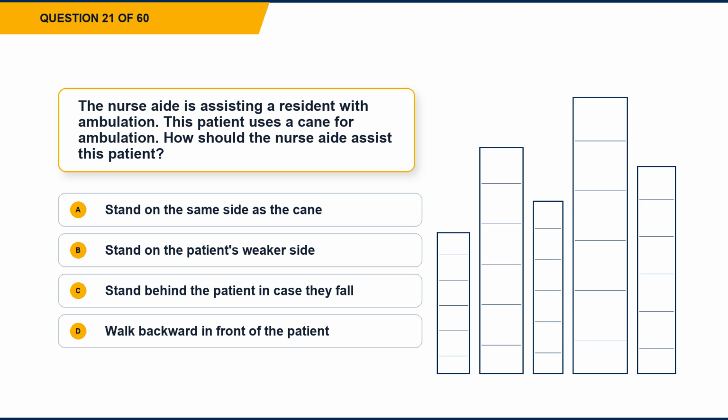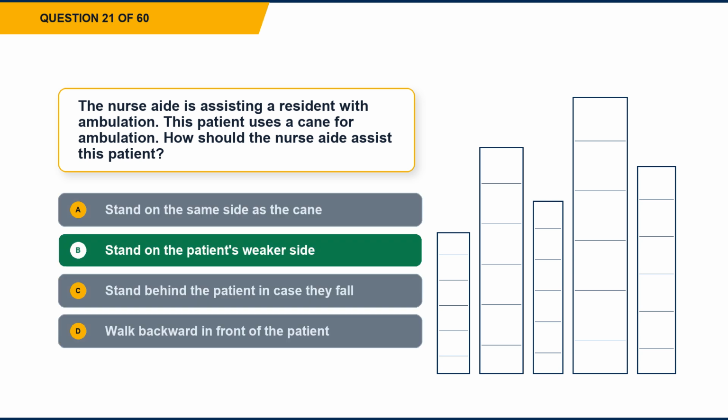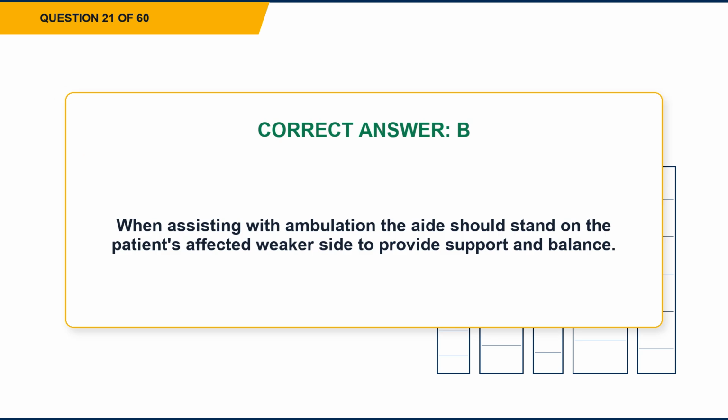Option C, stand behind the patient in case they fall. Option D, walk backward in front of the patient. The correct answer is option B, stand on the patient's weaker side. Explanation. When assisting with ambulation, the aide should stand on the patient's affected weaker side to provide support and balance.